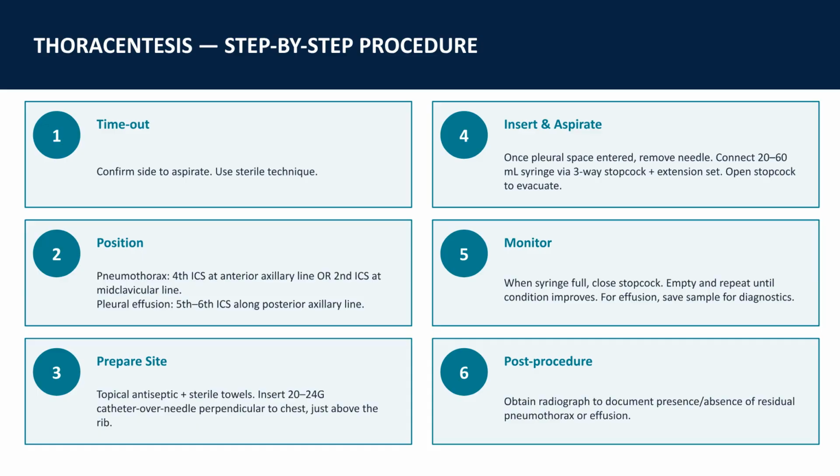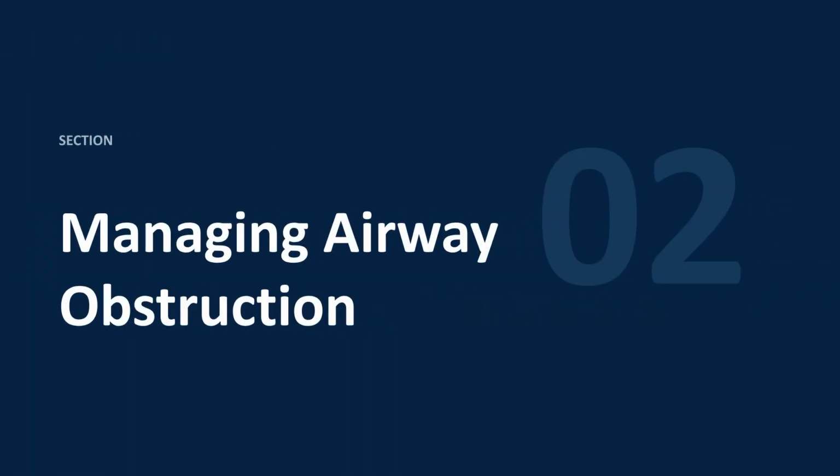Preparation includes topical antiseptic. The procedure involves inserting a catheter over needle, aspirating the air or fluid, and monitoring the patient's condition. A post-procedure radiograph is necessary. Section 2 focuses on managing airway obstruction, covering thick secretions, Robin sequence, and choanal atresia.